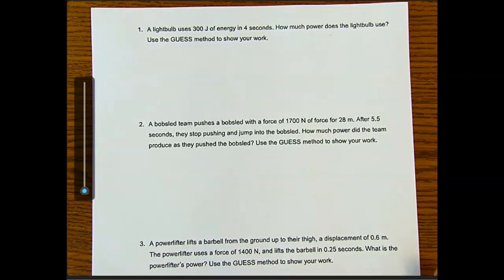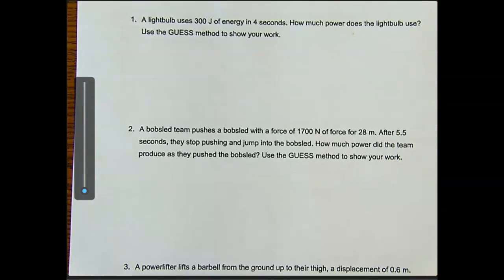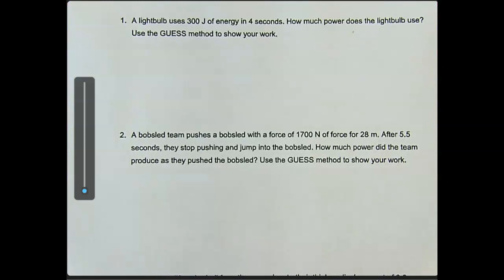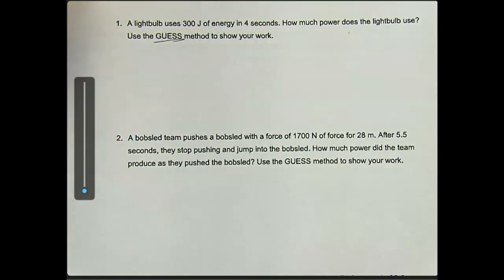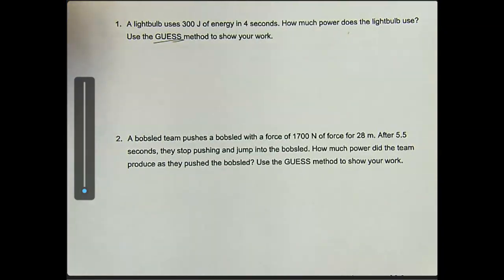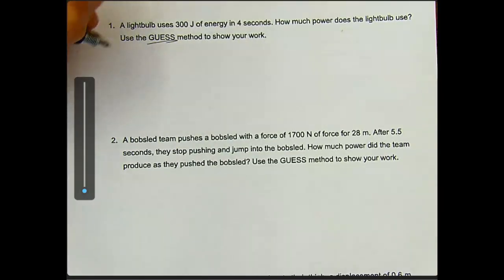So I'm going to zoom in a little bit on that problem there. And let's do number one. So the GUESS method. That means that we're going to have to write out all the numbers that we were given. We're going to write out our unknown. Then we're going to write down the equation, substitute, and solve. So let's start with what we're given.